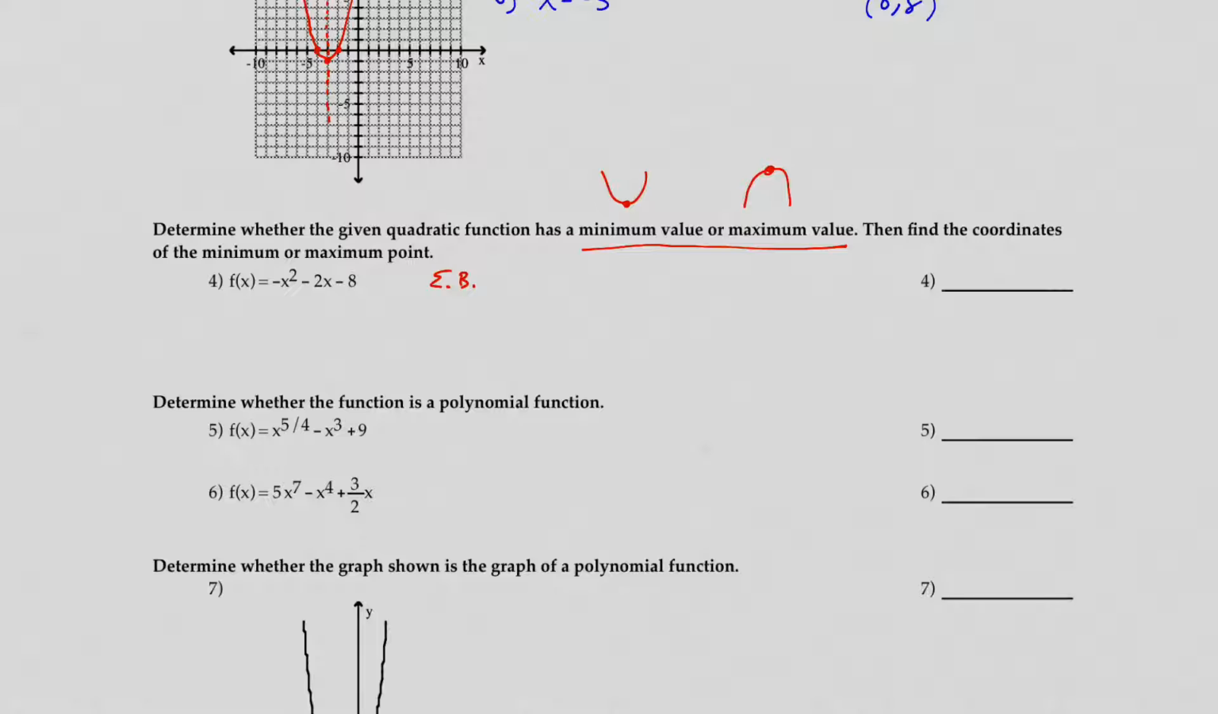And the end behavior of this function, the leading term is a negative x squared. So that tells us that we have an even function, which is negative. That means it's going to be like this. But since this is quadratic, we know what this looks like. So that's definitely a max. Now, where is this max? We do have to calculate that.